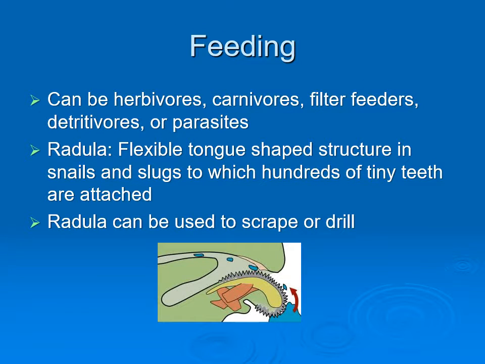Okay, so mollusks need to eat. They can be herbivores, carnivores, filter feeders, detritivores, so remember they're feeding off of decaying material, or they can be parasites, although there aren't as many as we saw with worms.